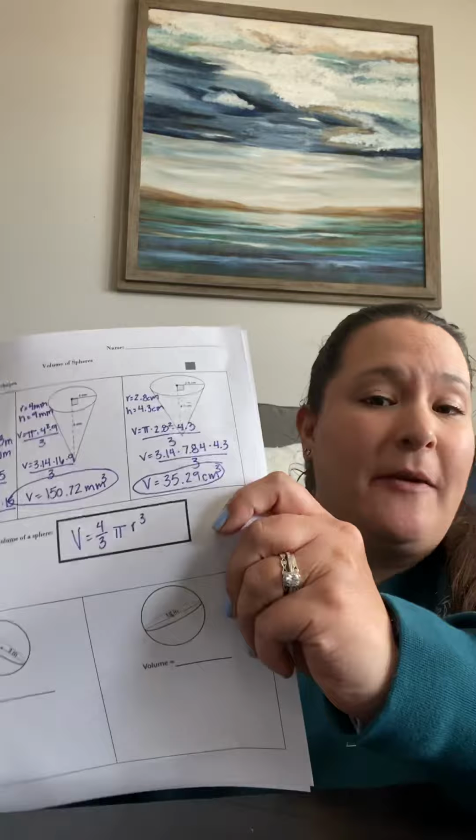The notes that you should have are the ones that say volume of a sphere. All right, so if you look at the do now, it's just a review of volume of a cone. You're just using that same formula that we talked about yesterday. Go ahead and look at my completed notes and you can see how I did it.